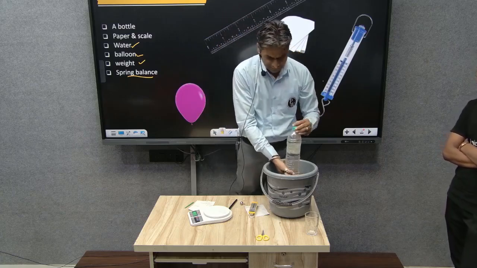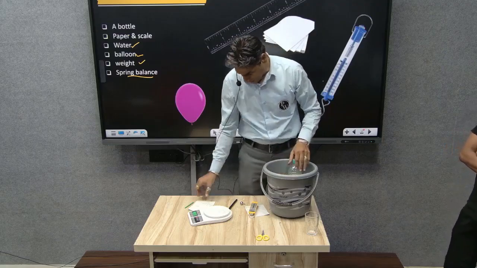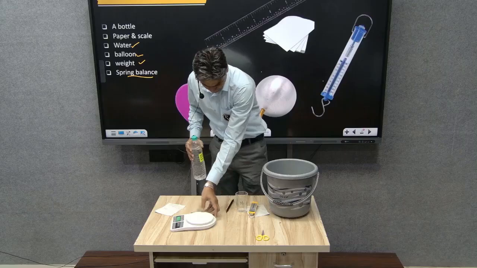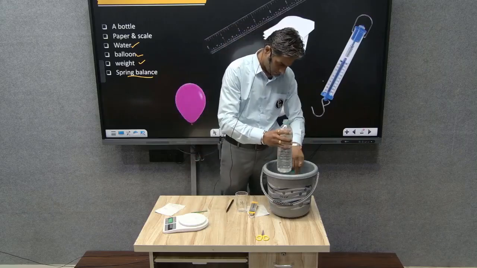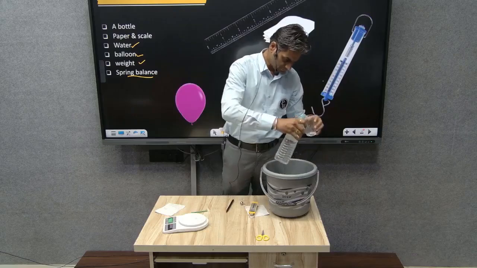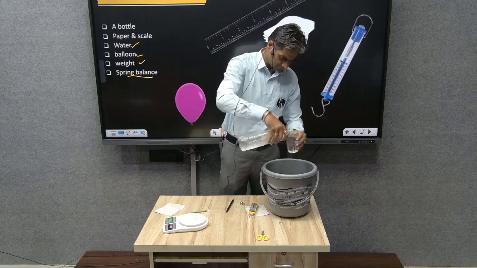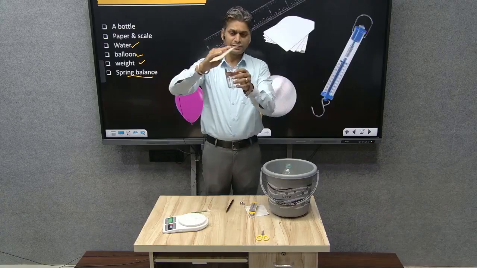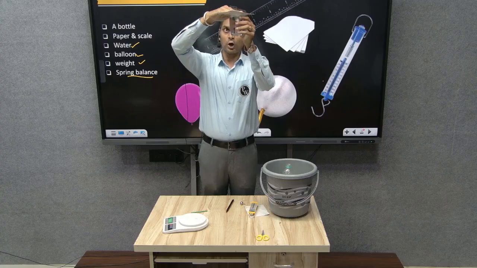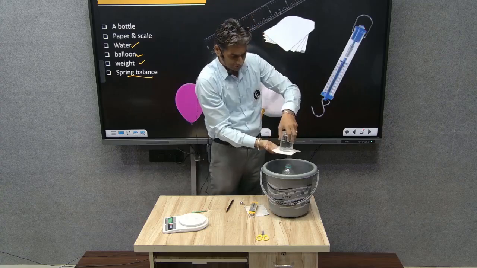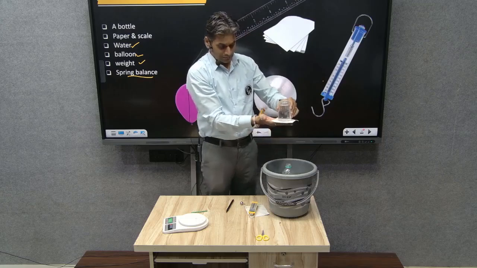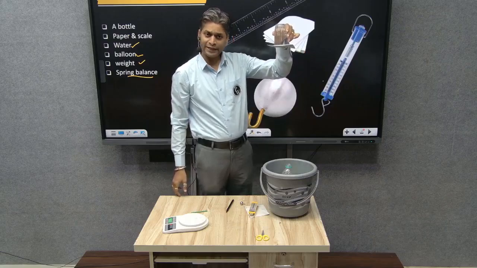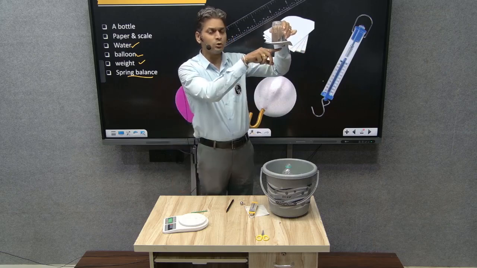Got it? The same experiment again. I will show again with the help of the bottle, the atmospheric pressure. Now I am keeping the paper on top, and what will happen if I release that paper? Shall I remove it now? Why is it so? Because of atmospheric pressure, the paper is holding the water.